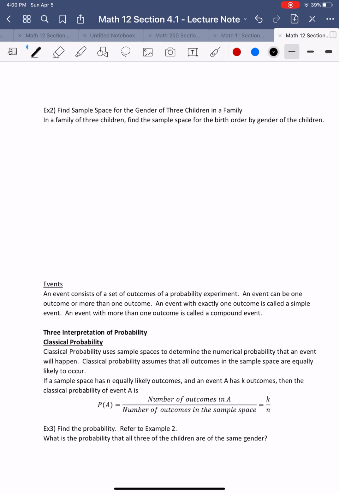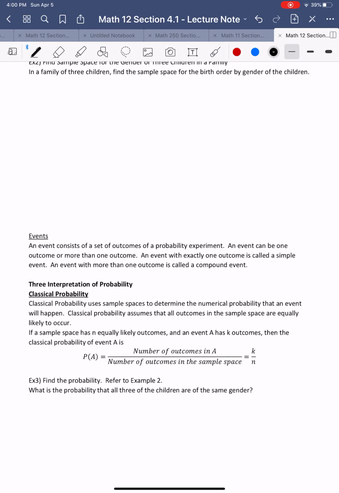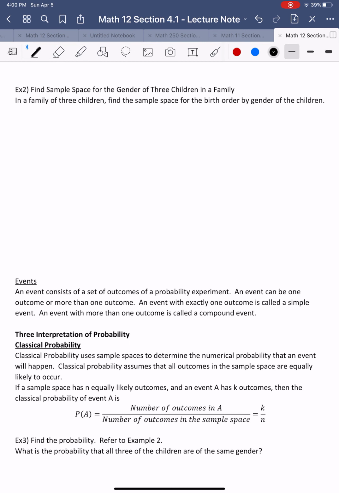In the next problem, I'm going to use a tree diagram. That's actually easier to think about. Find the sample space for the gender of 3 children. In a family with 3 children, find the sample space for the birth order by gender of the children. So I'm using the tree diagram. The first child, from the parents, could be a boy or a girl.